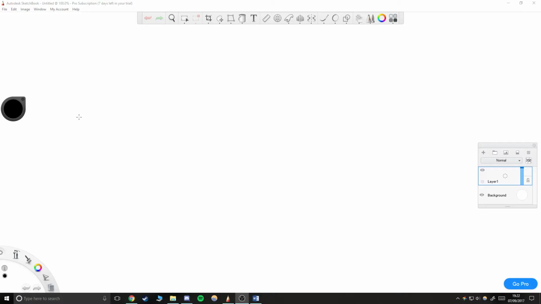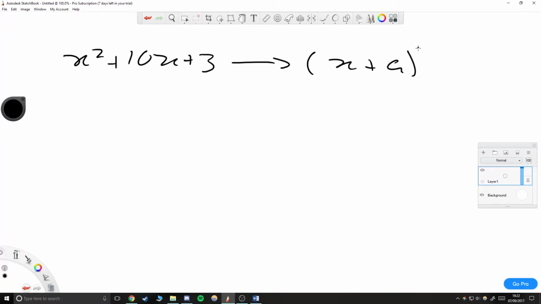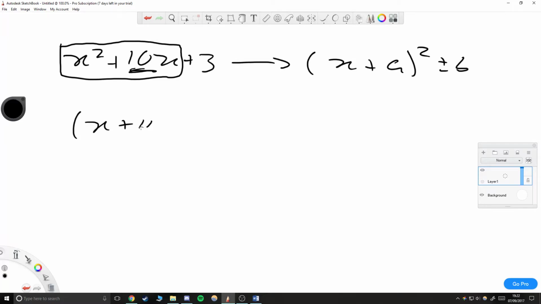Let's try another example. Say we have the quadratic equation x squared plus 10x plus 3, and we want to put that in the form again x plus a all squared plus or minus b. So first off, again, we just want to focus on the first part of the equation and try to make it look like this over here. So again, we halve the middle number and put it in the bracket. And then we expand it out to find out what we need to subtract from it to make it equal to the first bit of the equation.